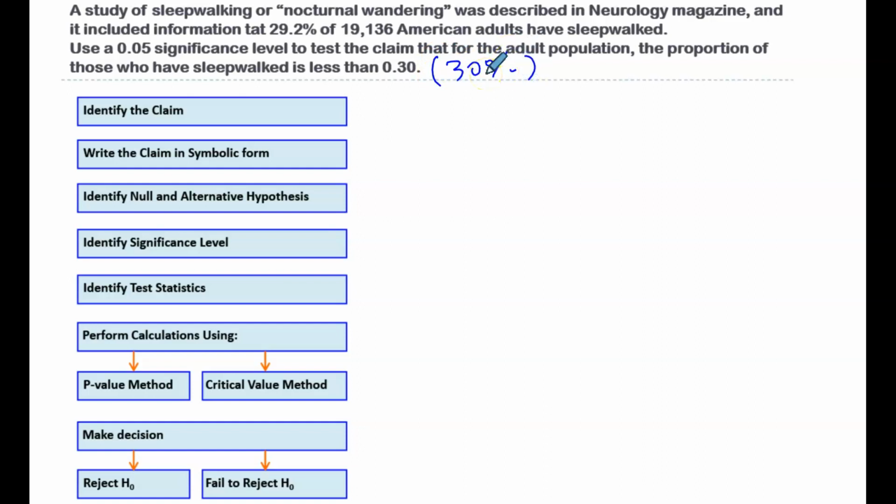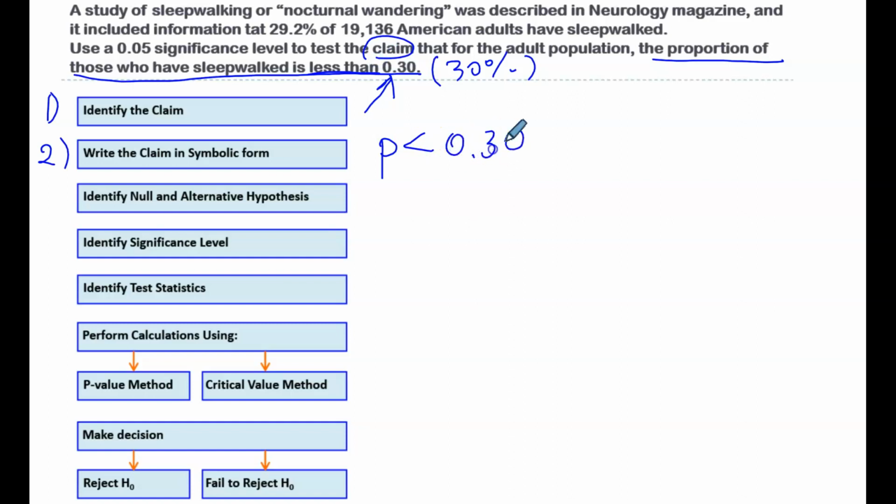We're going to use the steps or procedures for the hypothesis testing we went over in the previous video. First step is to identify the claim. And here is our claim that for adult population, the proportion of those who have sleepwalked is less than 0.3 or 30%. Now step 2, write the claim in symbolic form. We're talking about population proportion. P is less than, we're using sign less than 0.3.